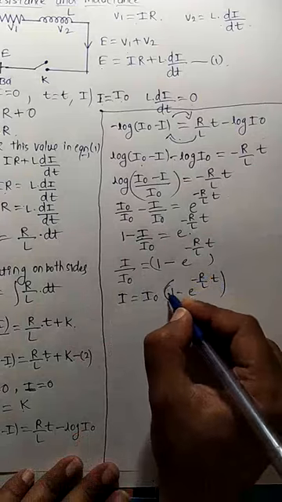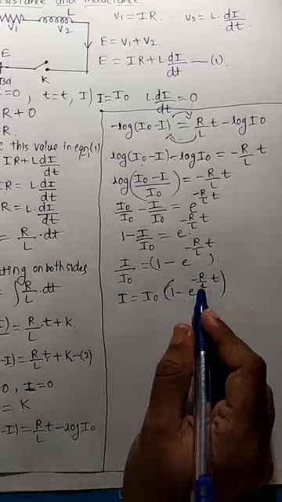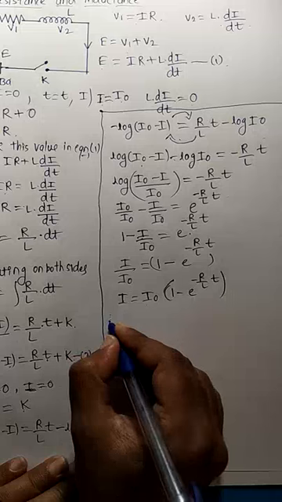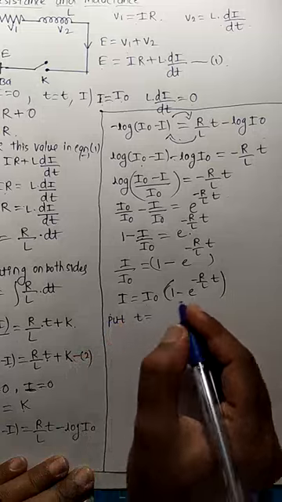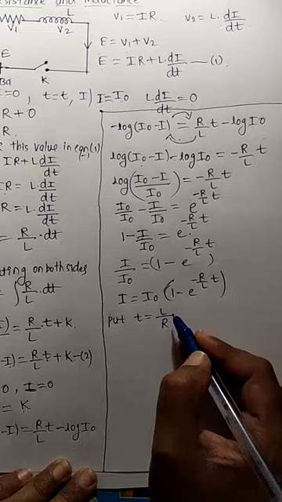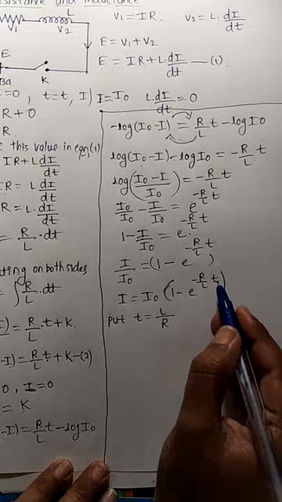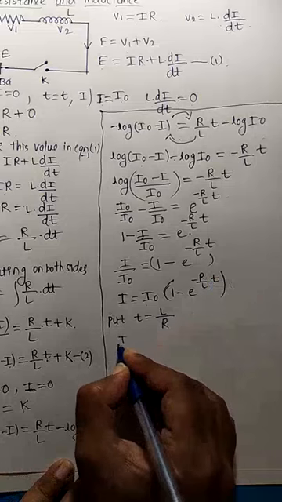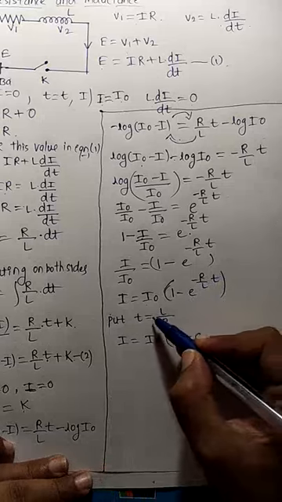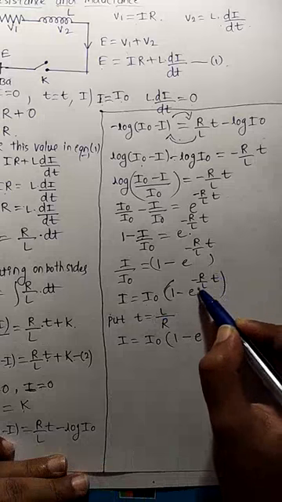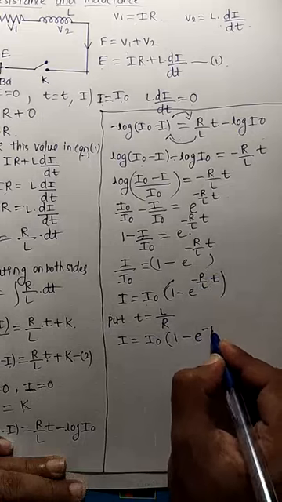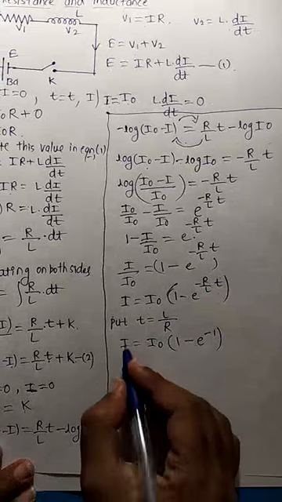So the current value is equal to I naught into the bracket 1 minus e raised to minus R by L into T. Now one substitution I will make here, that is put T is equal to L by R. So we are taking the time value as L divided by R, that is inductance and resistance. If you make this substitution, what will this value be? So we are getting I is equal to I naught into the bracket 1 minus e raised to, so when T is equal to L by R, L gets cancelled, R gets cancelled. So what you will get? e raised to minus 1, isn't it?